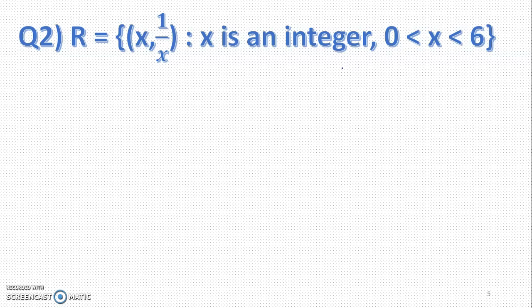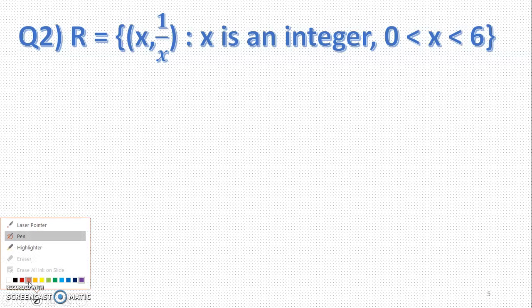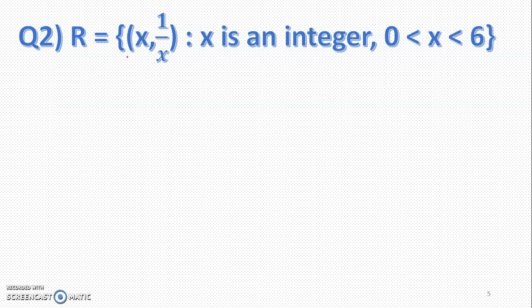So now this is the relation defined to us. Coordinates are not given like in the previous question. In the previous question, coordinates were given to us, so we could select the first coordinate and second coordinate directly, but here the relation is defined to us. What is the relation? Your first coordinate is x and the second is 1 by x.